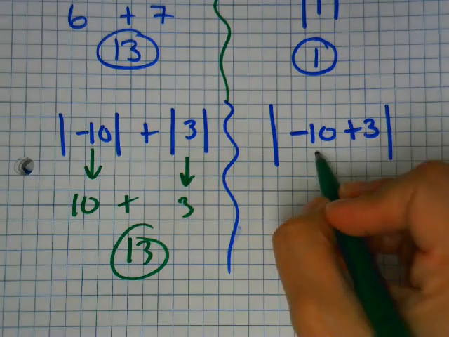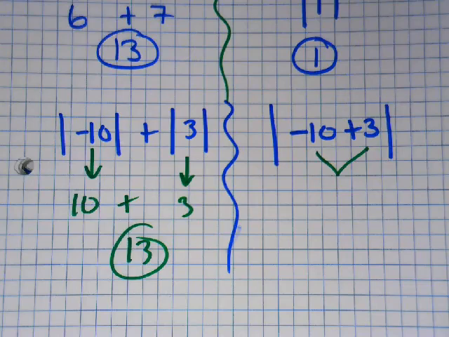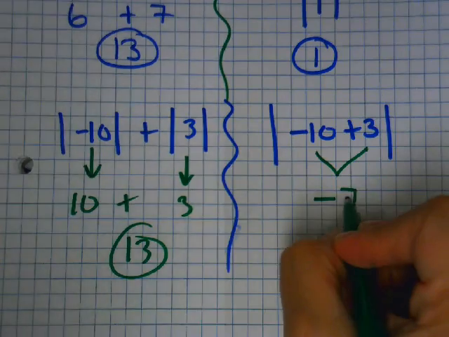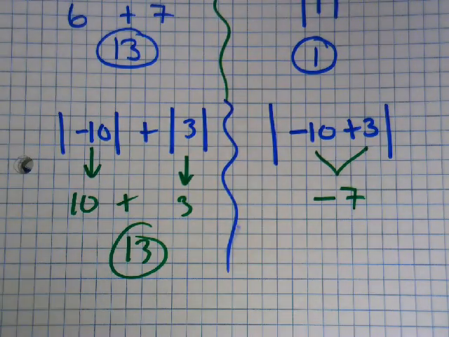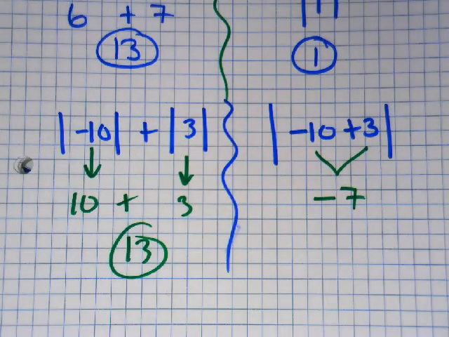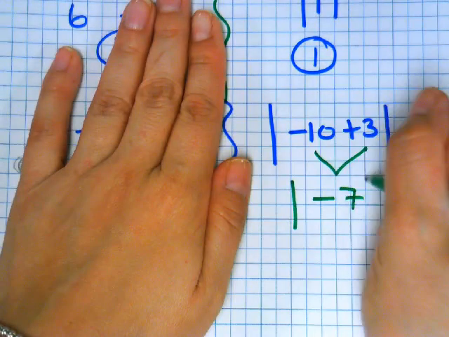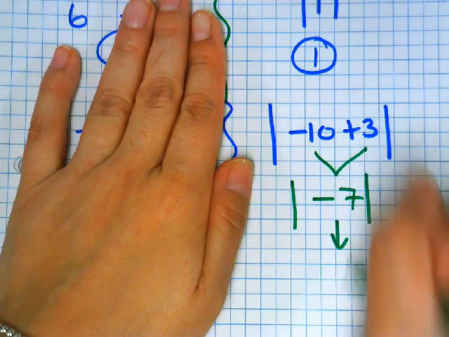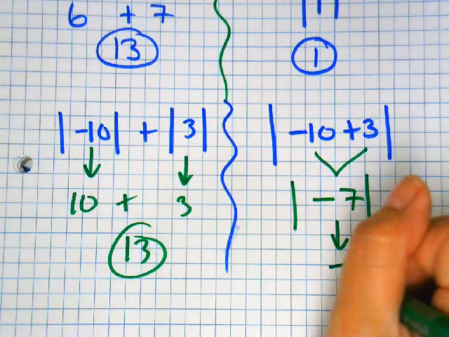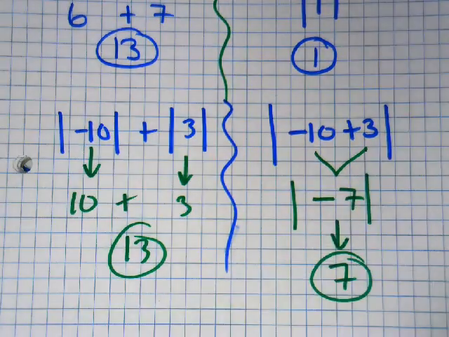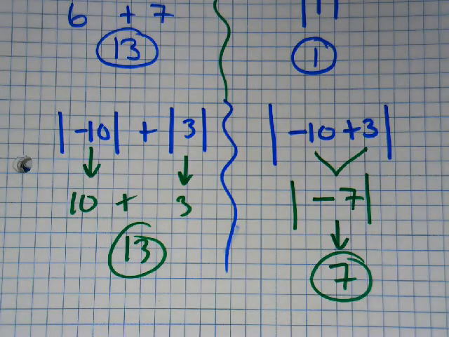Here, I'm going to do this math problem because it's in one set. What is negative 10 plus 3? Negative 7. Now, have you taken the absolute value yet? Not yet. So you still have the bars, and then you take it out. What's the absolute value of negative 7? 7. Your answer is 7. So do you see the difference?